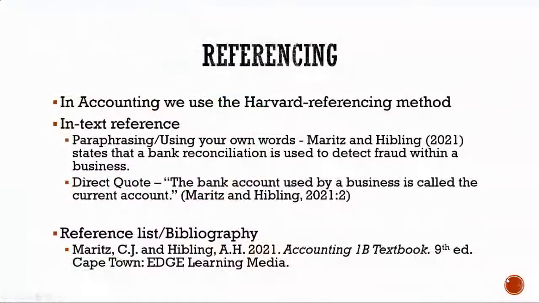Now let's quickly look at the referencing just for accounting. Now in accounting, you'll see we use the Harvard referencing method. It is different to your other law modules that use the law referencing method. So in accounting, we do not use footnotes. We include the referencing physically on your Word document. So if it's an in-text reference and they ask you to put it in your own words or you have to paraphrase it, you would write the 2 authors' names.